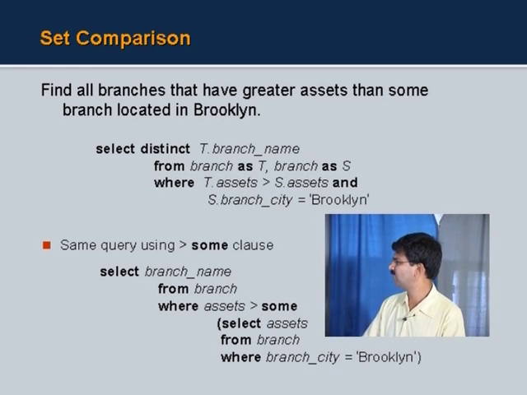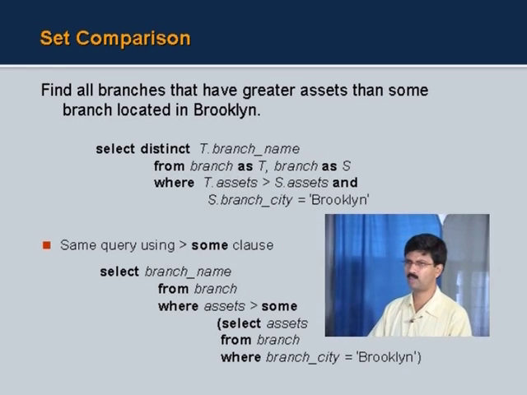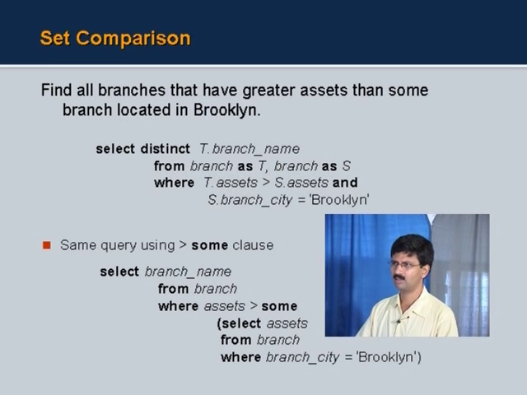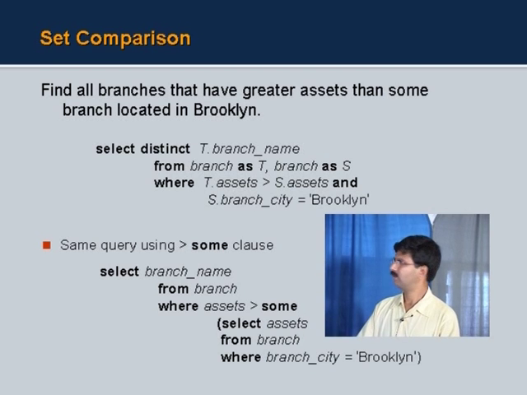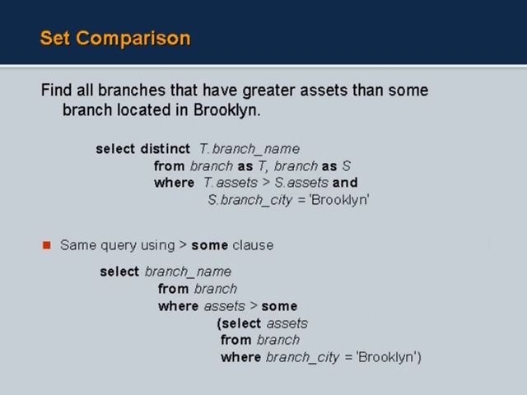So select branch name from branch where assets greater than some. So this is a special clause. Greater than some means there is something in there which is greater than. Select assets from branch where branch city equal to Brooklyn. Now between this and this, which one would you use? If you wrote this query, which is more readable, first of all? First one is more readable? Okay, that's a matter of personal preference. To me, the second one is more readable.